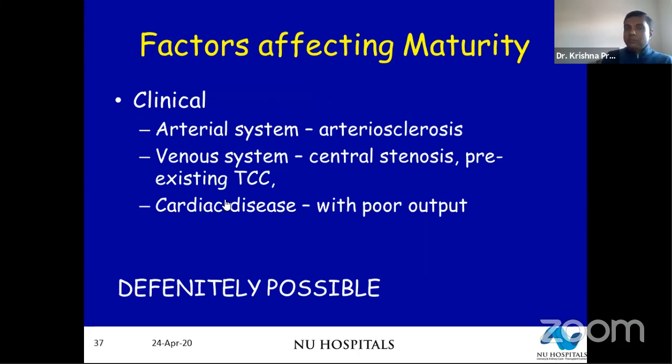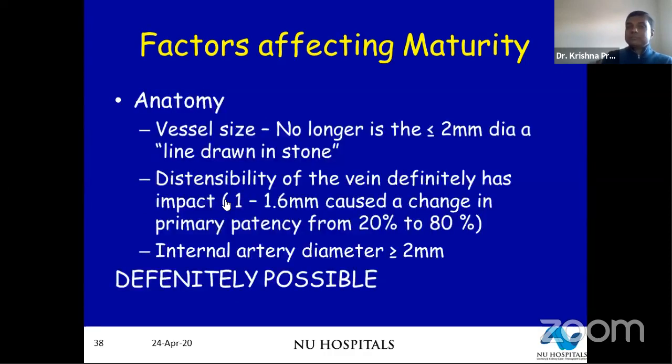An arterial system, if you can pick up thickened arteries, arteriosclerosis portends a poor outcome in terms of maturity. If you're already able to show central vein stenosis in terms of limb edema and opening up of collateral circulations, you're going to have poor clinical outcome. And obviously those with a poor cardiac output. So these are clinical factors which affect maturity.